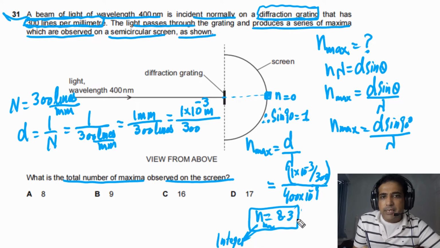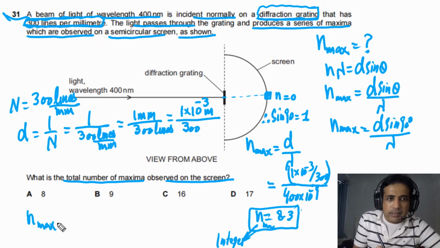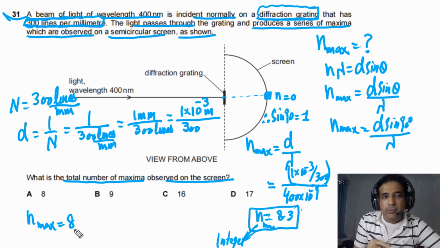It cannot be 8.3. So the value of n max in this case is equal to 8. We have to take the lower integer. So we have to take 8, which means we have 8 complete maxima. Maxima cannot be 8.3, so we have to take the lower integer. So in this case it is 8.